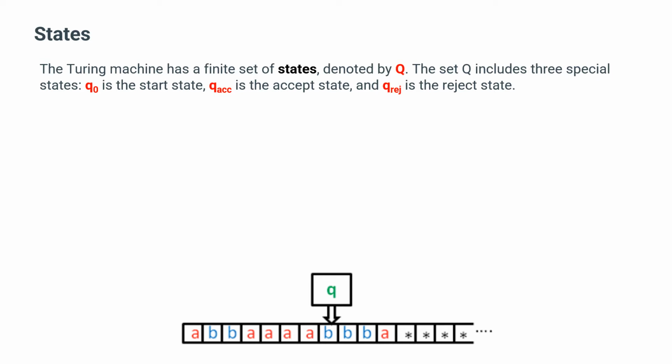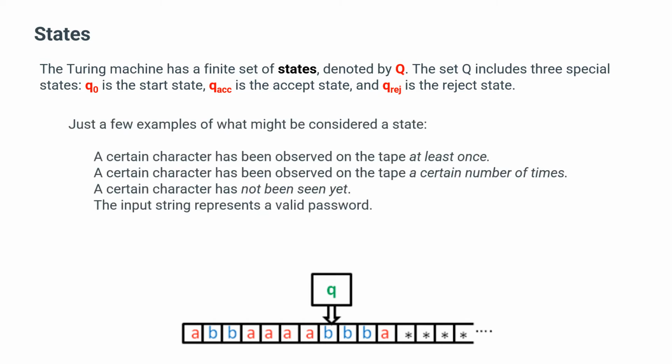So sometimes with the Turing machine, we're seeing if some input string would be accepted or not. And so in that case, we would use either that q_acc to say yes, the input was accepted, or q_rej, which is saying that no, the input was rejected.